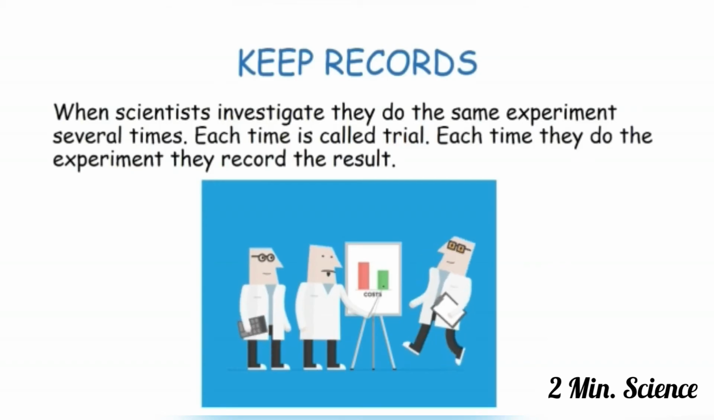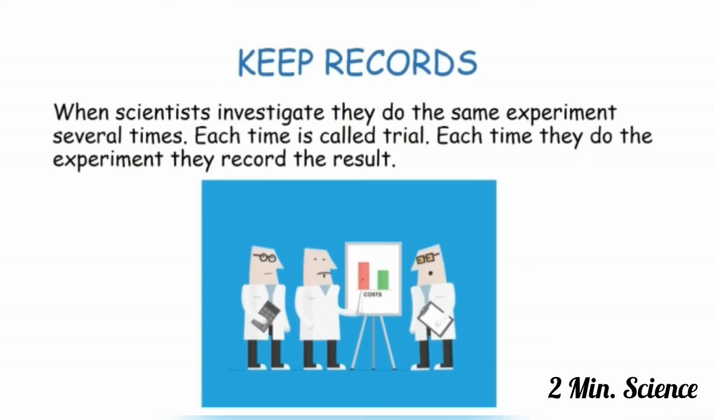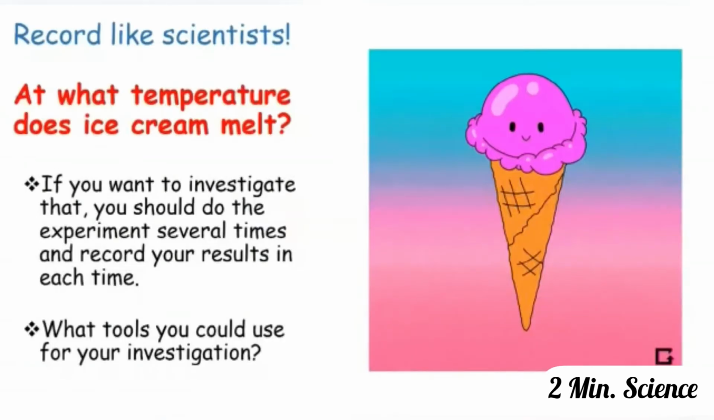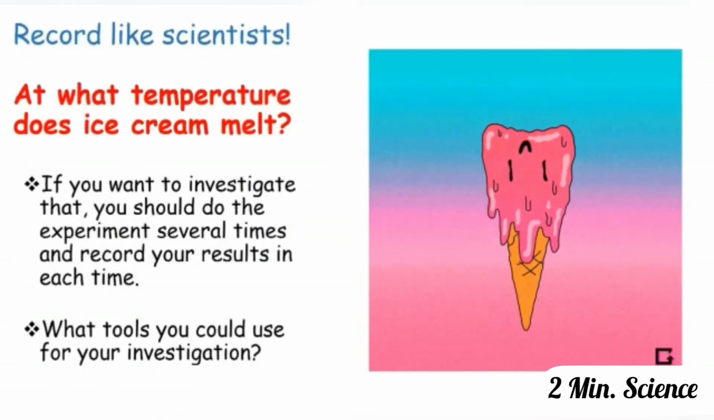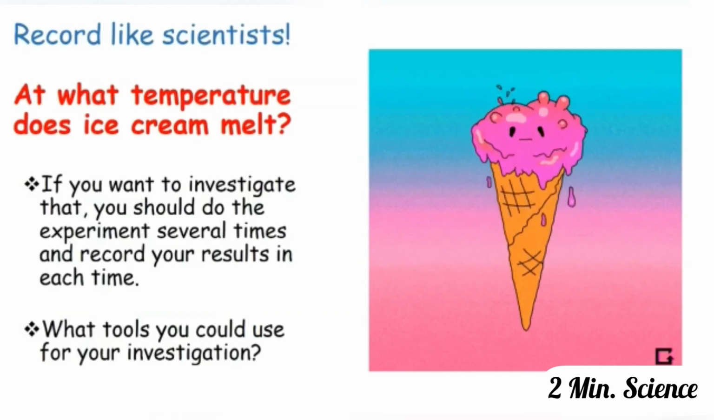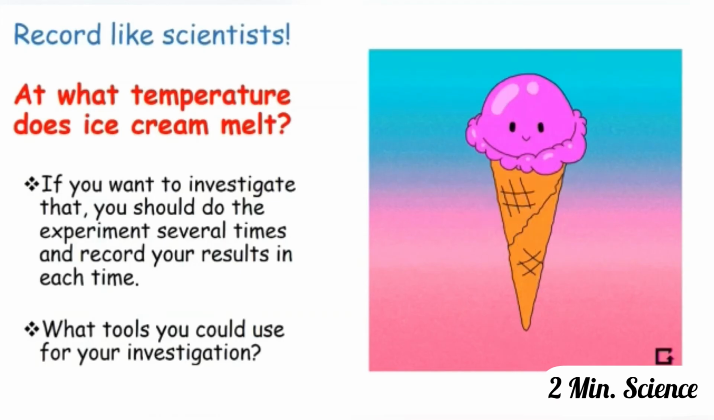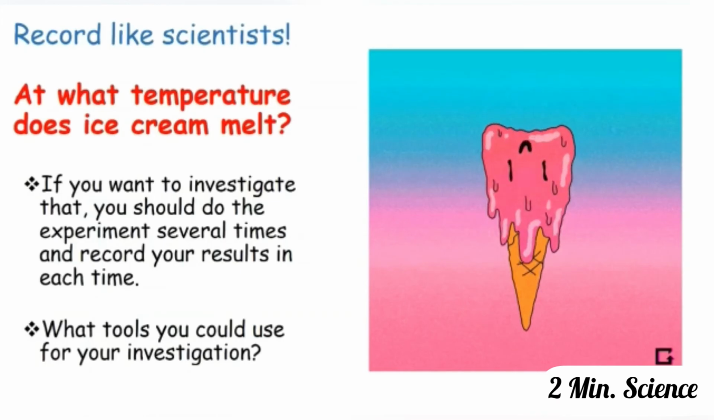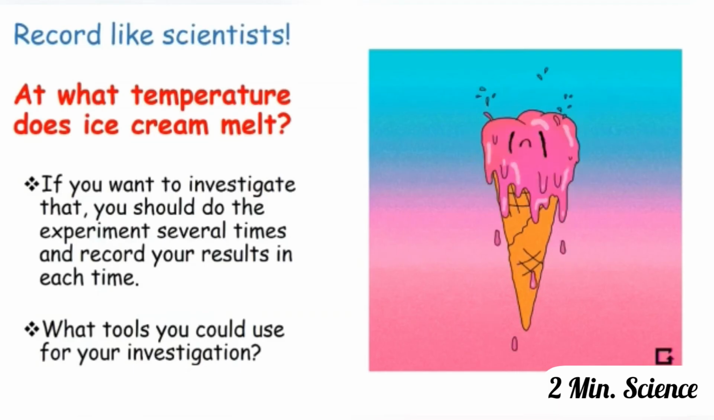Each time is called a trial. Each time they do the experiment, they record the results. Now let's record data like scientists. Here is an easy experiment that you can do to investigate and record your results. At what temperature does ice cream melt? If you want to investigate that, you should do the experiment several times and record your results each time.